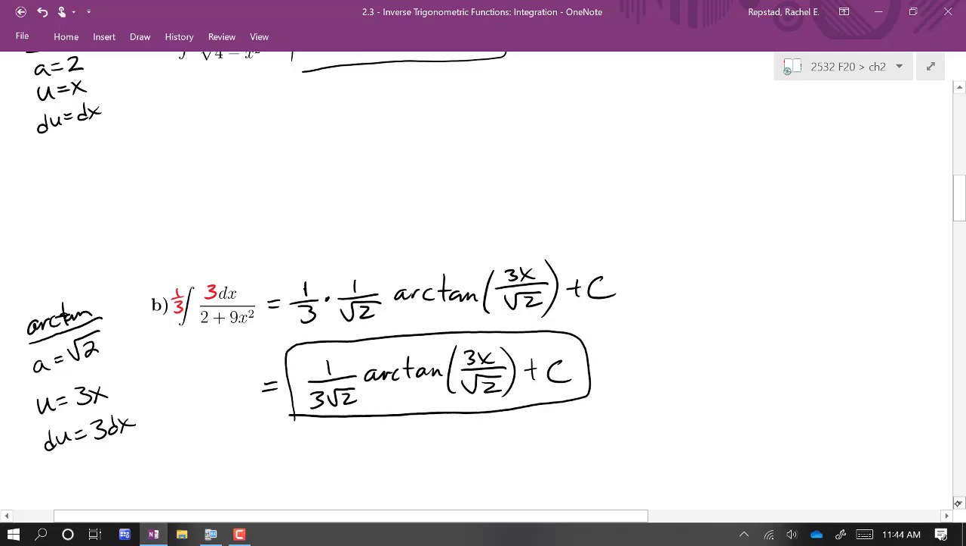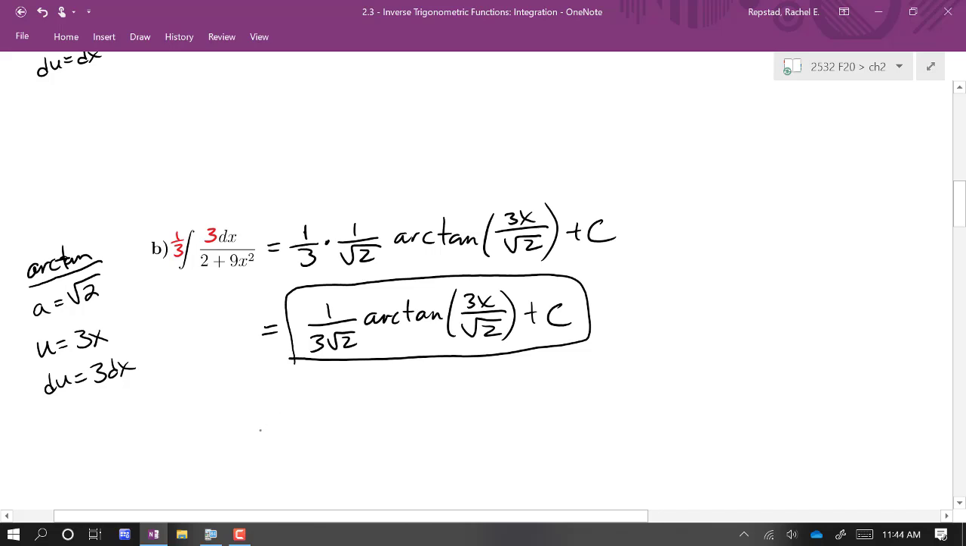Some folks might have an instinct and maybe want to rationalize the denominator. Feel free to do that. If you do, I think you get root 2 over 6 arctan of, let's see, 3 root 2 x over 2. Either's fine.